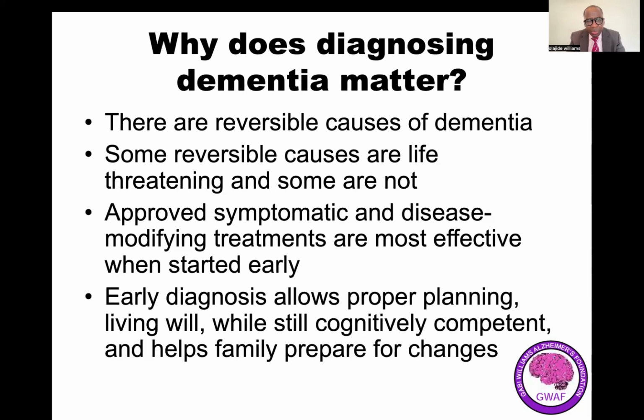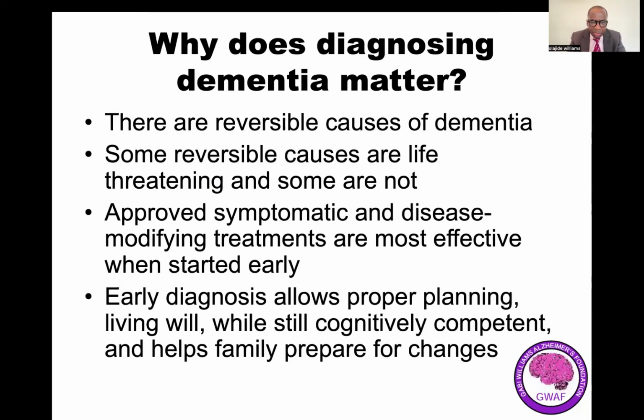So when you see anybody with those FLOW symptoms that I've just described, it's important to get them to a doctor so that they can be diagnosed appropriately. If a reversible cause is found, it can be quickly treated. If it's Alzheimer's disease, there are also things one can do, including approved medications that treat the symptoms, and the newer disease-modifying treatments that can slow down the rate of cognitive decline.